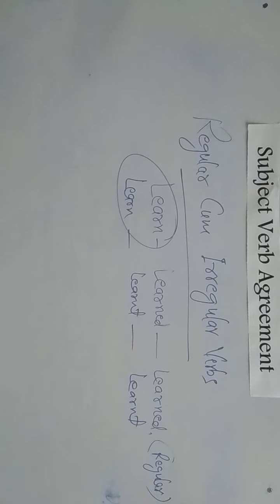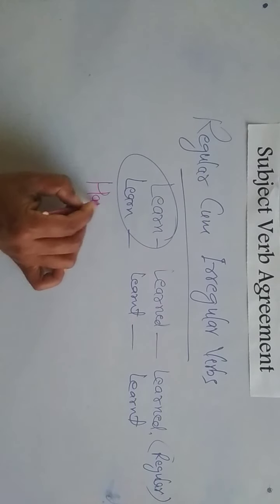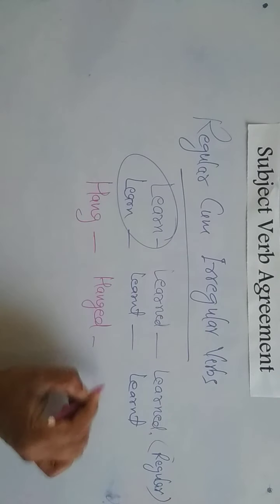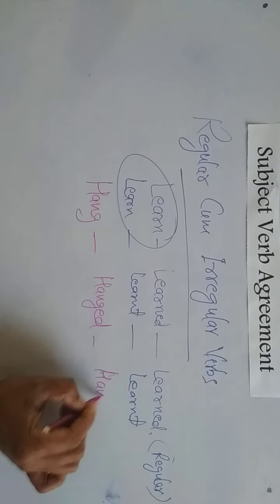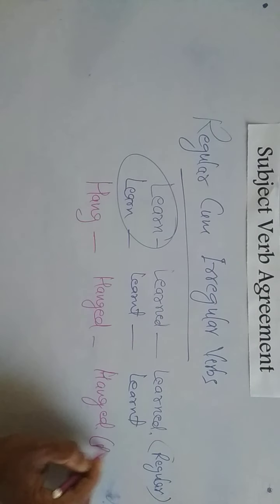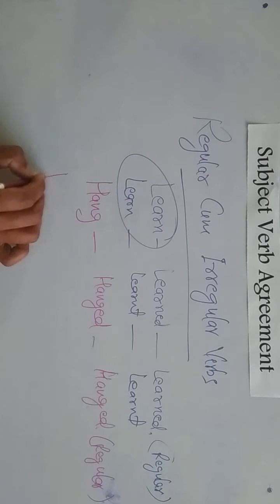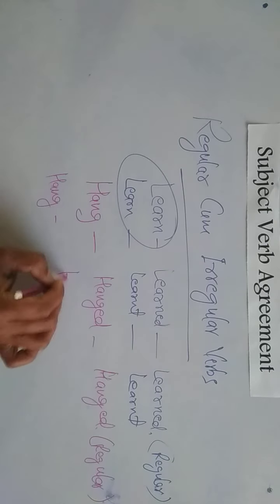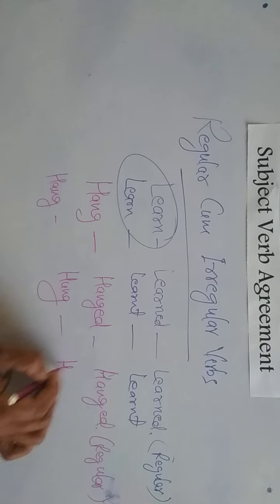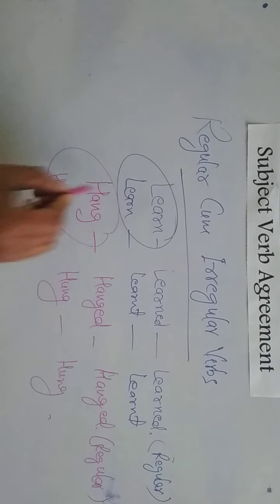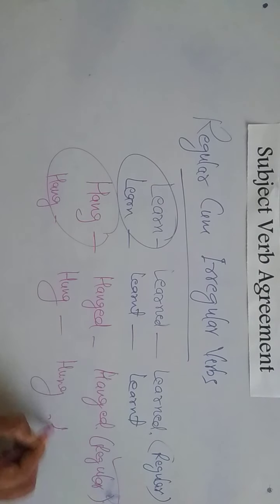So let's take one more example. Hang. It can be hanged and again hanged. So this is regular. And you can change it into irregular as well. Hang, hung, and hung. So the same verb, hang, can be used as a regular verb, and at the same time it can be irregular. So dear students, it's enough for today.